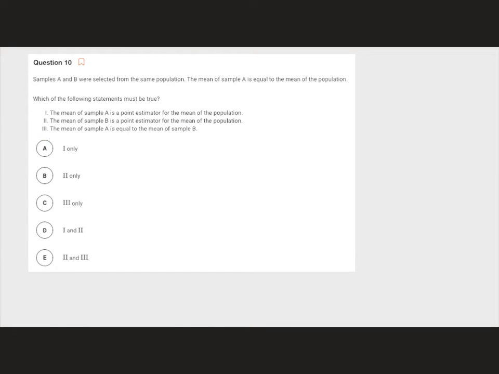Next one, samples A and B were selected from the same population. The mean of sample A is equal to the mean of the population. Which of the following statements must be true?